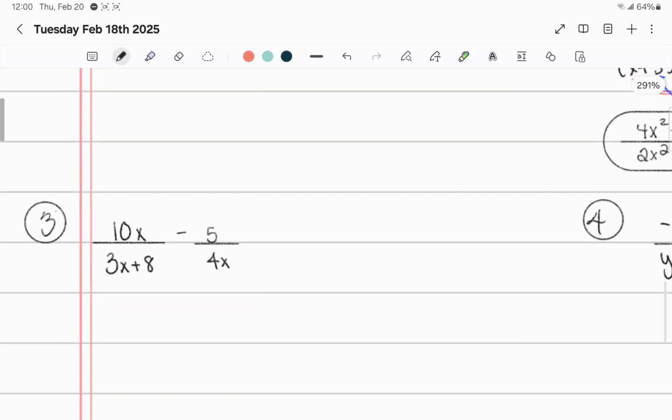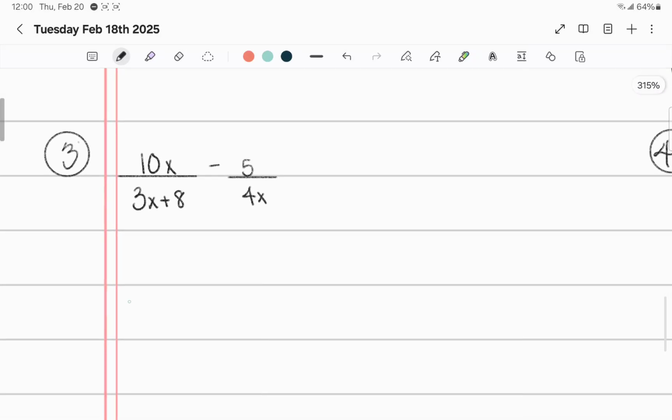Okay, next. All right, so first the bottom. So again, we're rewriting everything. I'll write the 4 first. I feel like it's easier. So 4x times 3x plus 8. And then we want to cross multiply. So bring the 4x over and cross multiply.